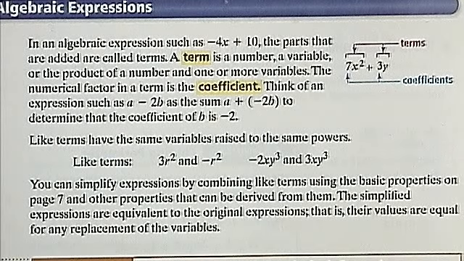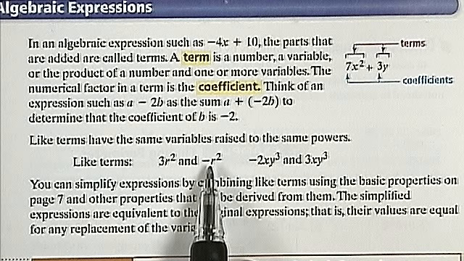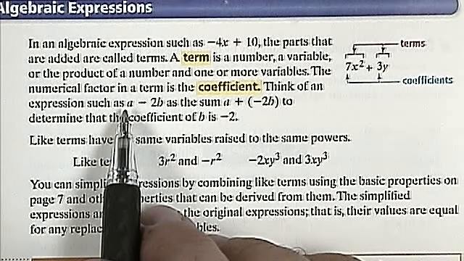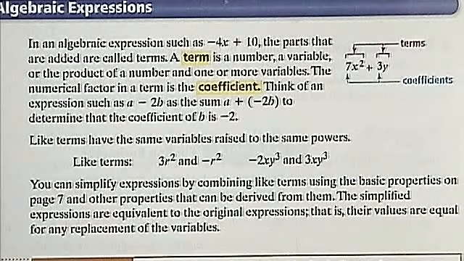Now, if you don't see anything, like, well, this one is a -1. This one right here has a coefficient in front of the a of 1. If we don't see it, we know it's a 1 because it's being multiplied.